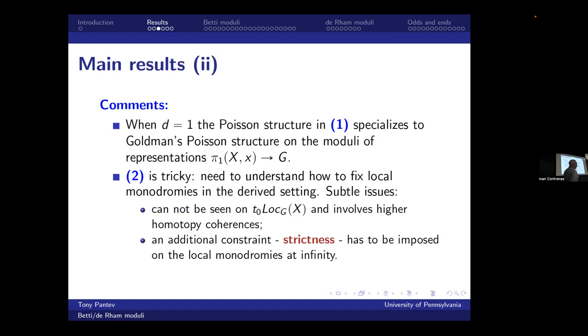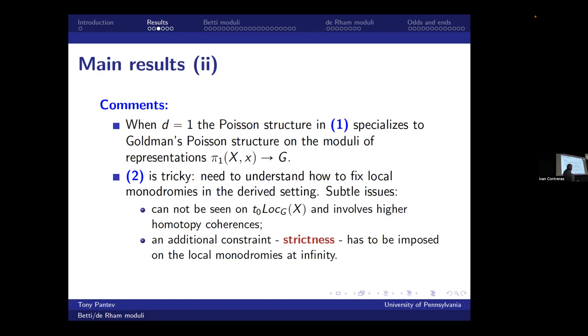Betti means that I'm looking at locally constant sheaves, because there are two parallel stories that I'm describing. One is about locally constant principal bundles. The other is about principal algebraic bundles with flat connections, which will be the de Rham case. And they're related by the Riemann-Hilbert correspondence. But in fact, how the Riemann-Hilbert correspondence interacts with these Poisson structures is not quite clear. So we really have to do the proofs in both cases separately.